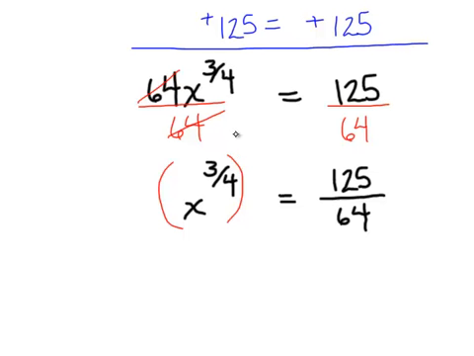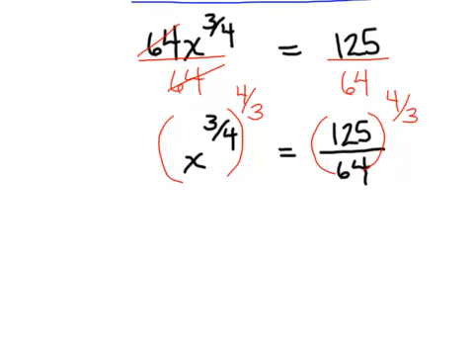But if I raise the left side to 4/3, I have to also raise the right side to 4/3. The left side, power to a power, you multiply. 3/4 times 4/3 is simply 1. I have x to the first. That is looking good. On the right side, yes, I have to do a little bit of work. I could put this into a calculator. 125 over 64 raised to the 4 divided by 3. Make sure you keep that in parentheses.